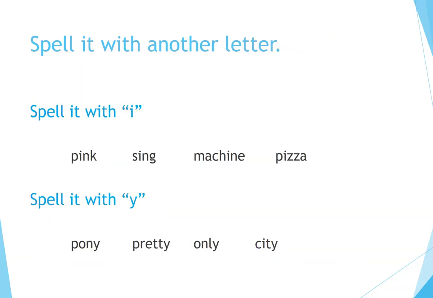Spell it with another letter. Spell it with I: pink, sing, machine, pizza. Spell it with Y: pony, pretty, only, city.